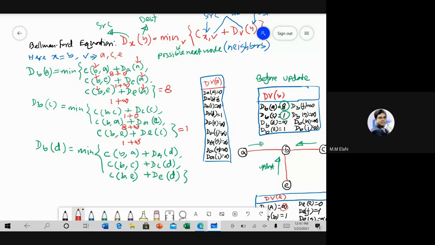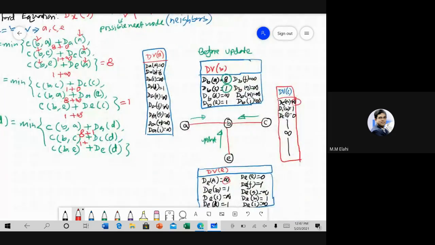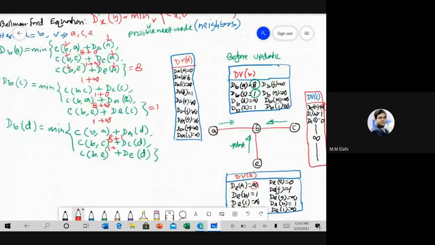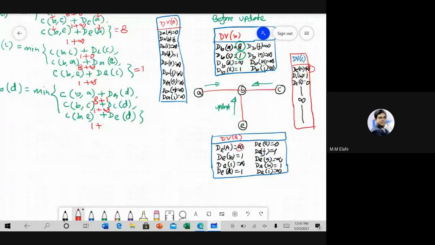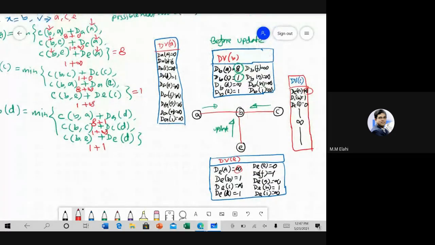Now again, B to A is 8, right? And what is the value of A to D? 1. Yes, sir. B to C is 1, and C to D, you have to find out, C to D is infinite, right? Then B to E is 1 and E to D, you have to go to E's table. E to D equals 1. See, there are 2 possible values. One is 9, the middle one is infinite, and the other is 2. So the lowest one is 2.